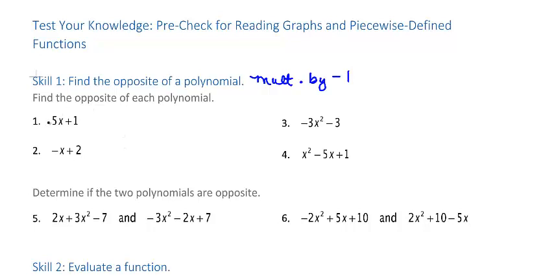So to find the opposite of the polynomial 5x plus 1, we denote it as a negative sign, and then in parentheses we put 5x plus 1. But we understand that the negative represents a -1 that is then distributed to each term. Distributing, we get a negative 5x minus 1.